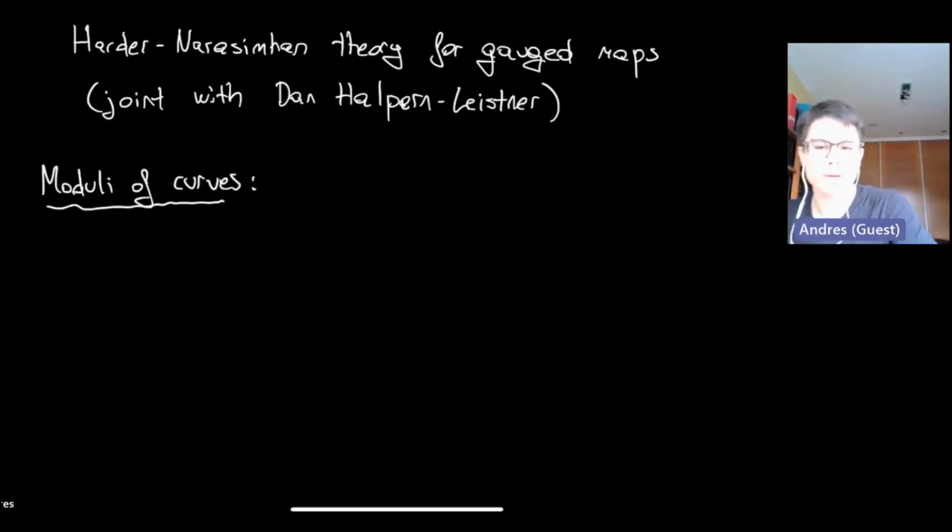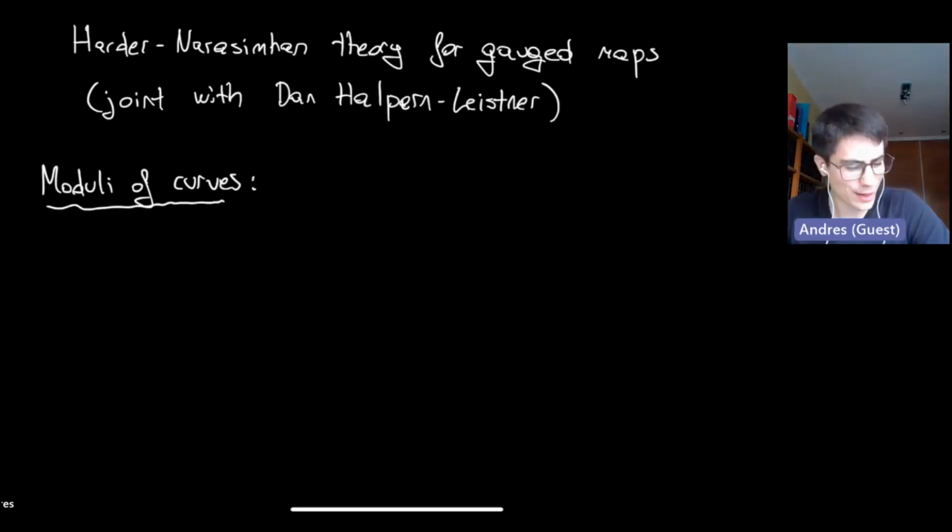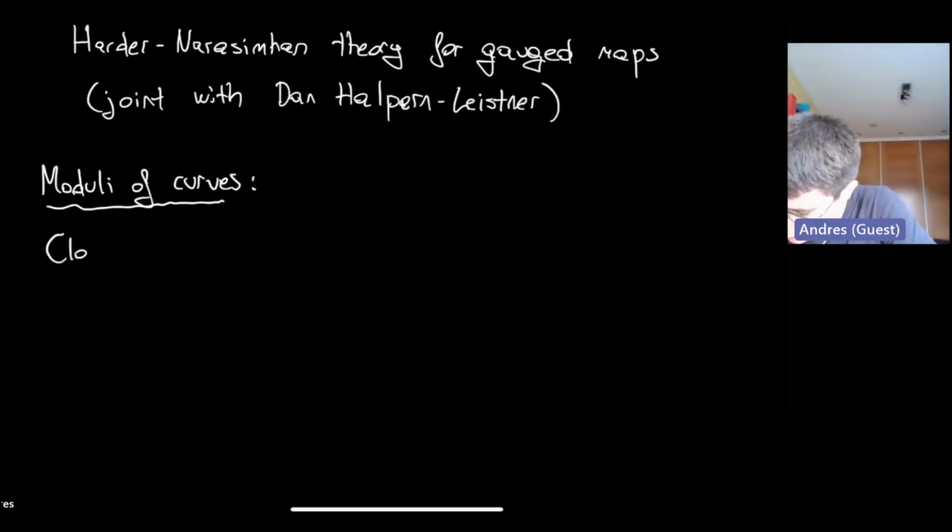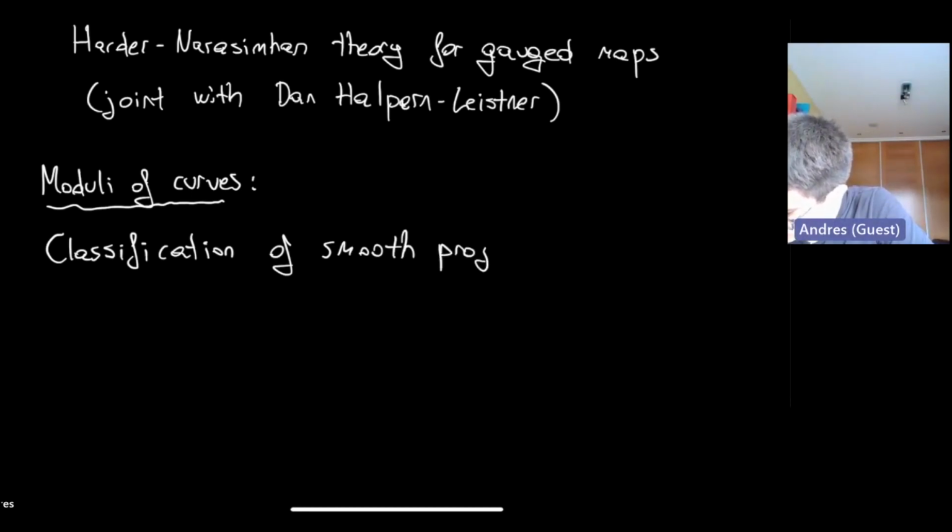In some sense, I think this is the first moduli problem that was studied chronologically, although it depends on what you mean by moduli problem. But let me just tell you more or less what the idea is. In moduli theory, we want to classify different types of algebraic structures, or some kind of algebraic objects. And in this case, for the moduli of curves, we're interested in classification of smooth projective connected curves.